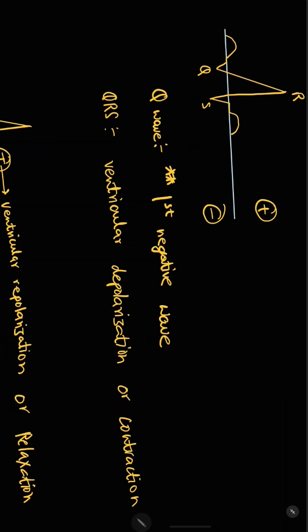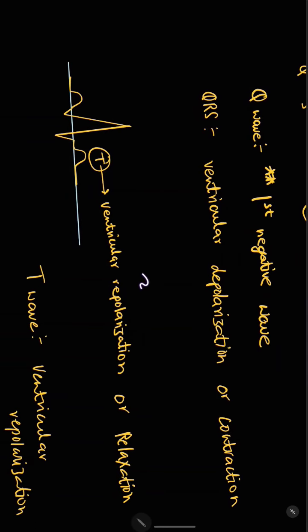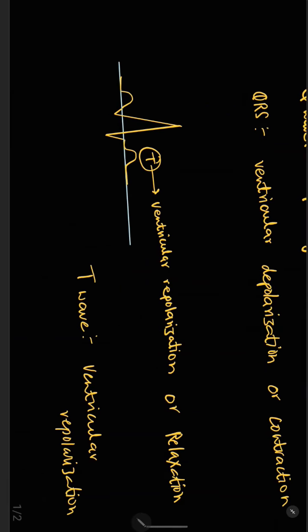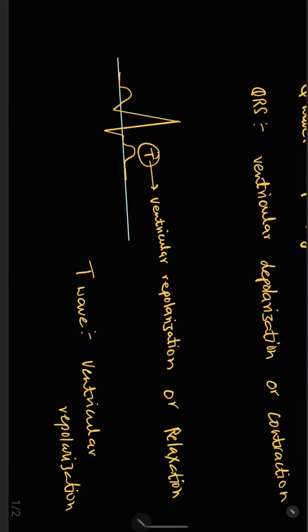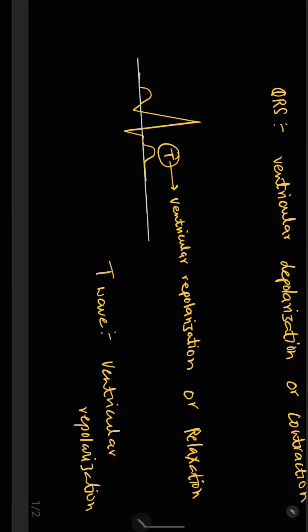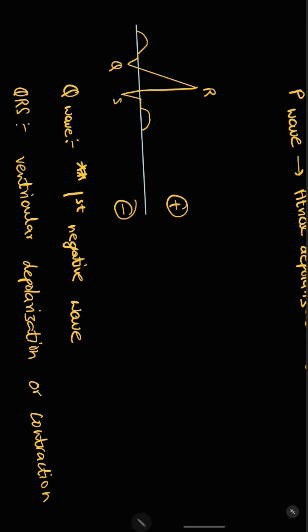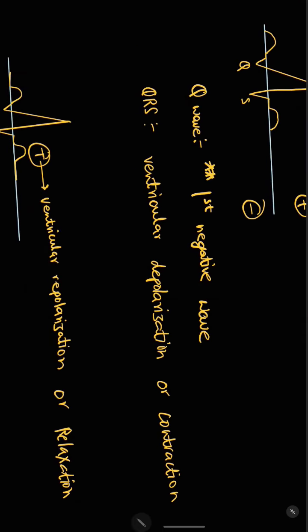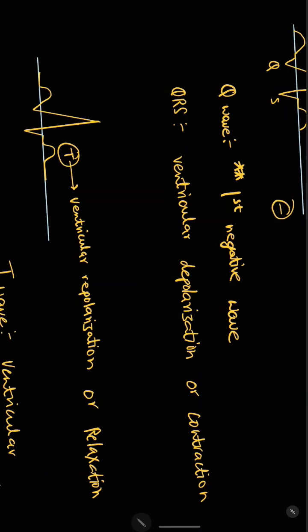And then we have got our last wave, which is the T wave, or ventricular repolarization, or ventricular relaxation. When the ventricles contracted, we got the QRS complex. Now when the ventricles relax, we got the T wave. So the T wave is nothing but ventricular repolarization or ventricular relaxation. Okay, so we have got the atrial depolarization, the ventricular depolarization, and then the ventricular repolarization.